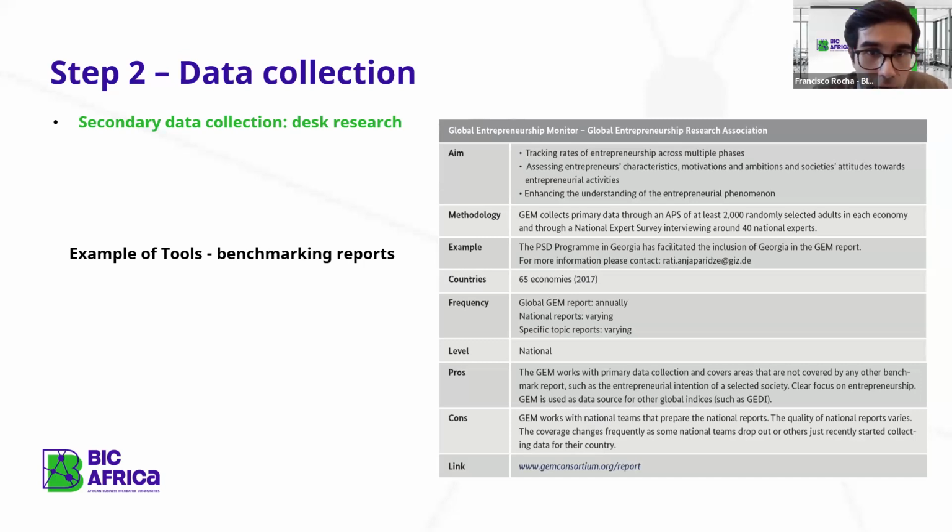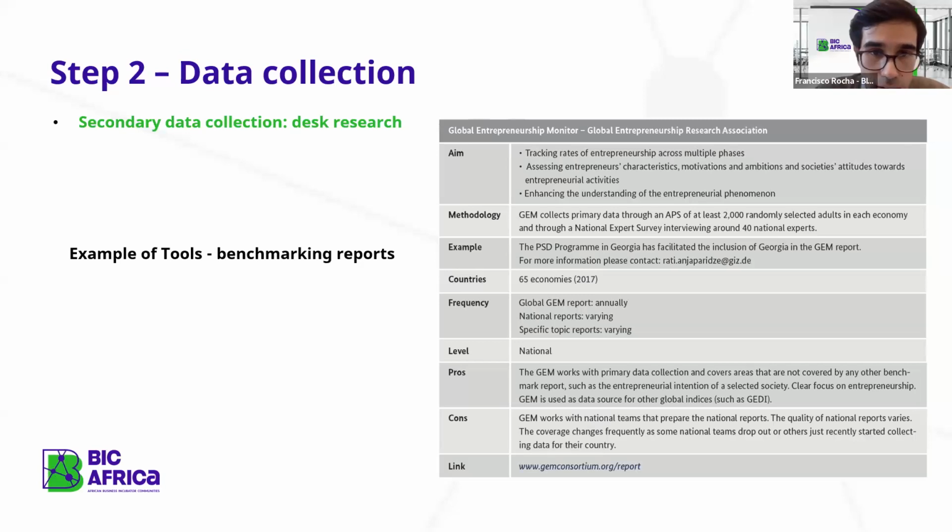Then you can have the frequency of the report, when it is launched and when we can access this data, how it is done in terms of geographical coverage. In this case, it's done, as I mentioned, at the national level. And then you have a section which we believe is very relevant when you are trying to summarize benchmarking reports and other reports that provide relevant information on certain countries or certain indicators, is that you will have a section on pros and cons of the specific source of information, in this case, GEM.